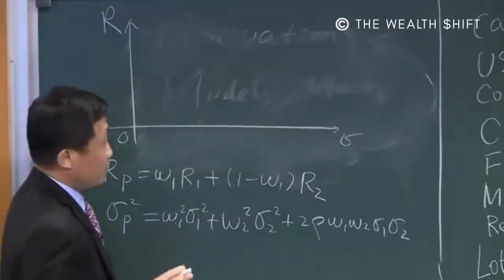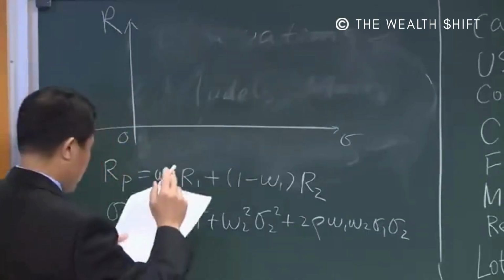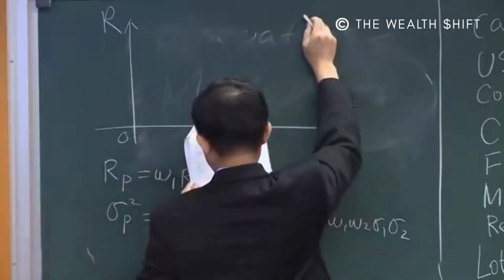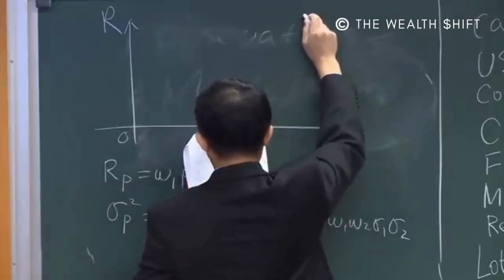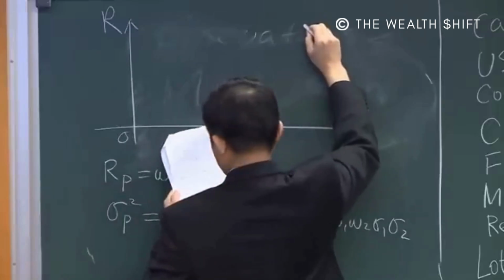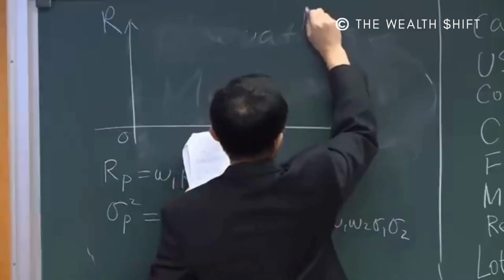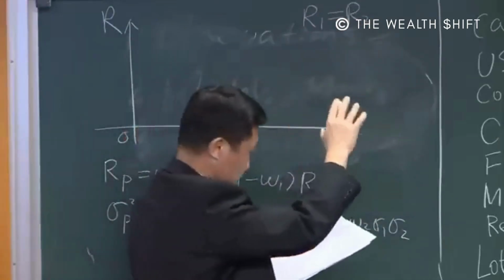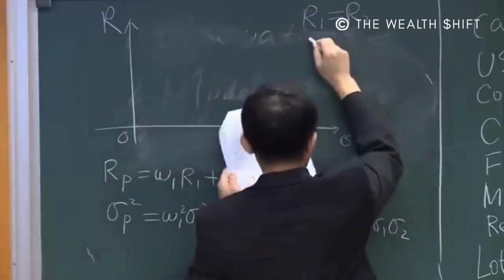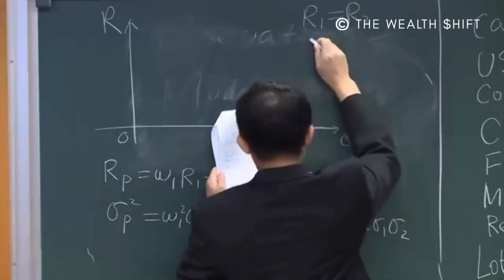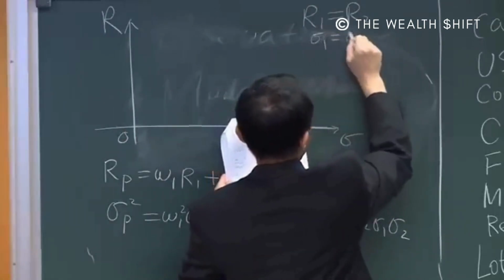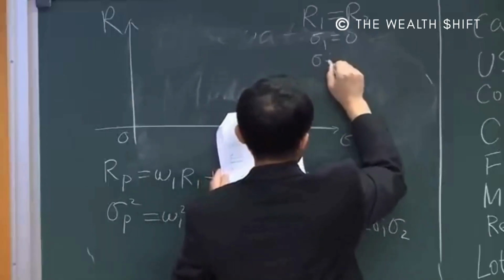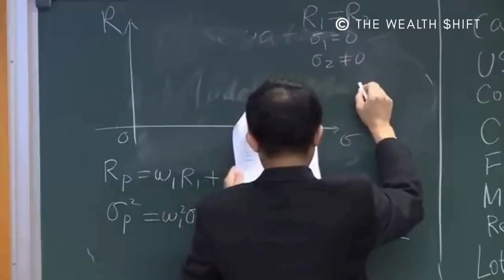So let me give you a further restriction. Let's consider R1 equal to R2. Again, here meaning expected return. I'm simplifying some of the notation. And sigma 1 equal to 0, and sigma 2 not equal to 0.